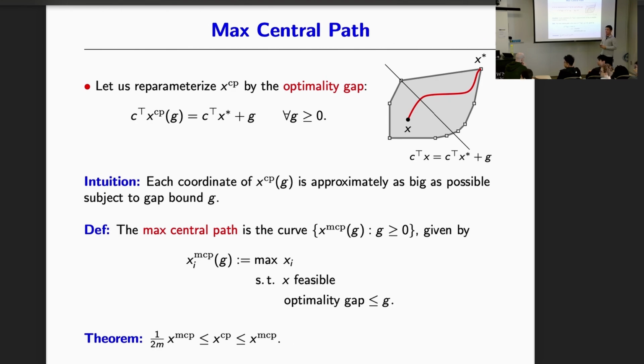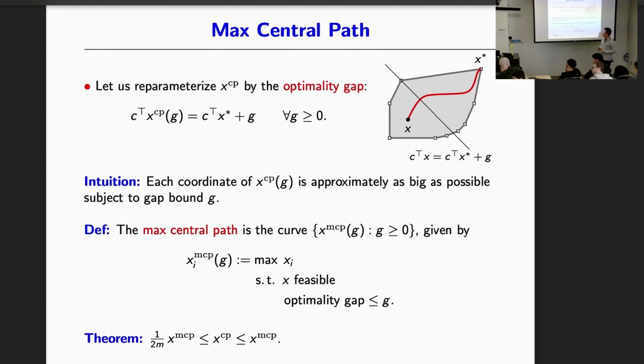I'm just reading this definition here, and it seems that each coordinate of this is defined separately. Yes, that's right. It could be a different x for each. That's a good point. The argmax of this program could be different for every i. But we're only concatenating the optimal value. So the resulting vector that you get may not be feasible to your polyhedron. Okay, that's my question.